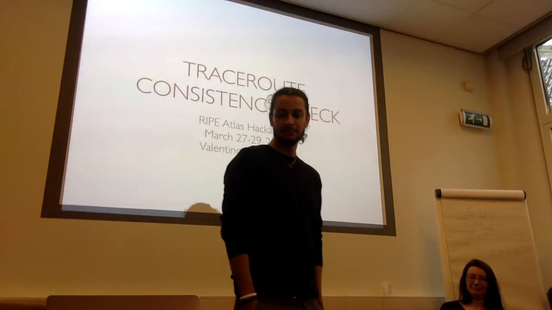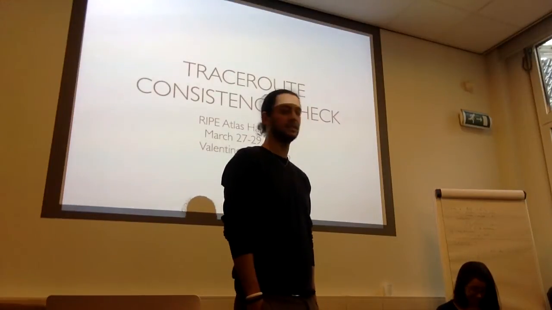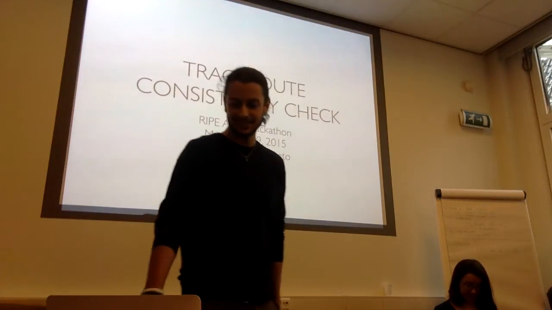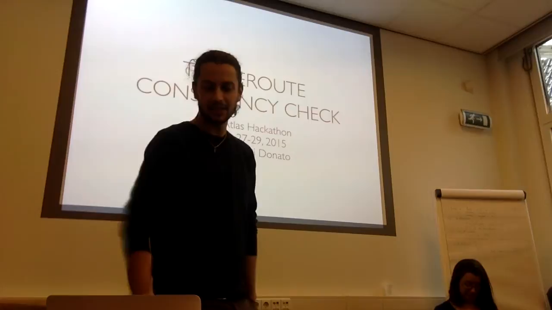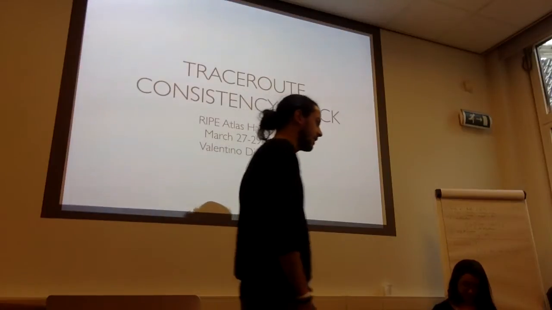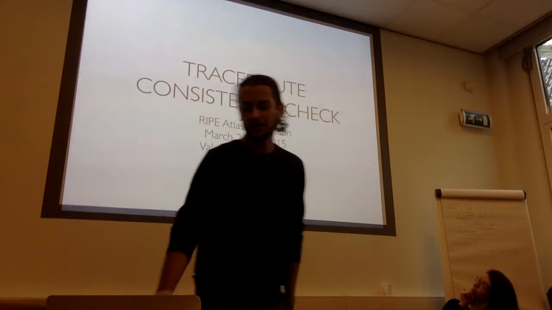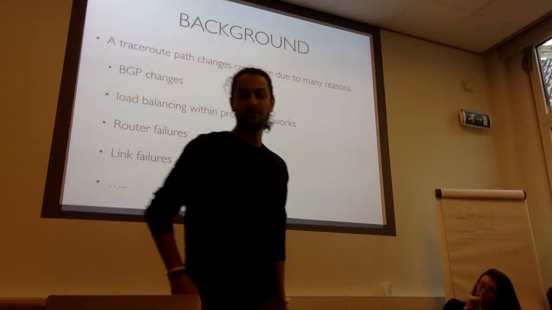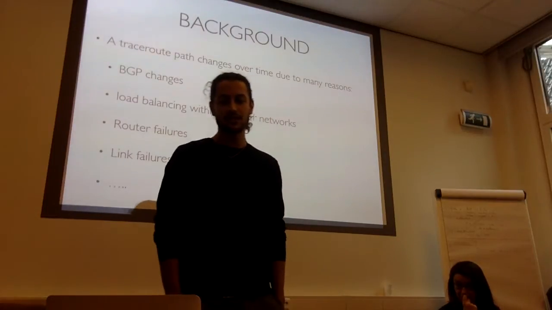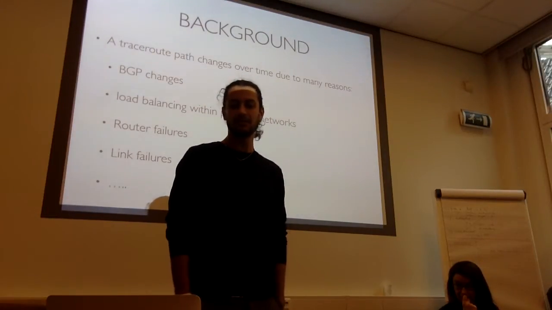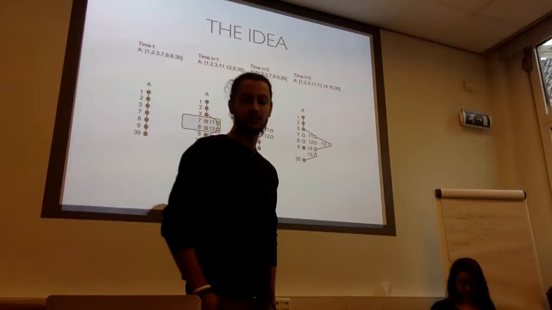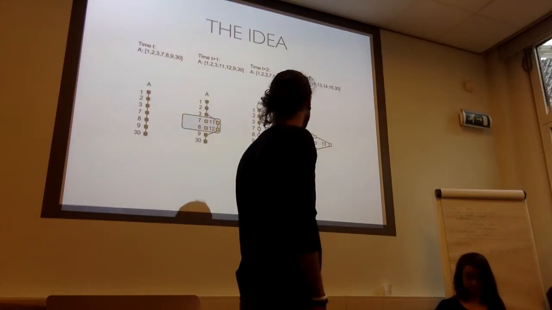Hello everybody, I am Valentino from Roma Tre University, and thanks for accepting my application to participate to this hackathon. For this event I've been thinking to find out how consistent traceroute paths are over time. Just a little bit of background. A traceroute path, we all know, can change over time due to many reasons, due to BGP changes, load balancing within provider networks, routing failures, link failures, and so on. So I thought it was interesting to find out how over time this information can change.